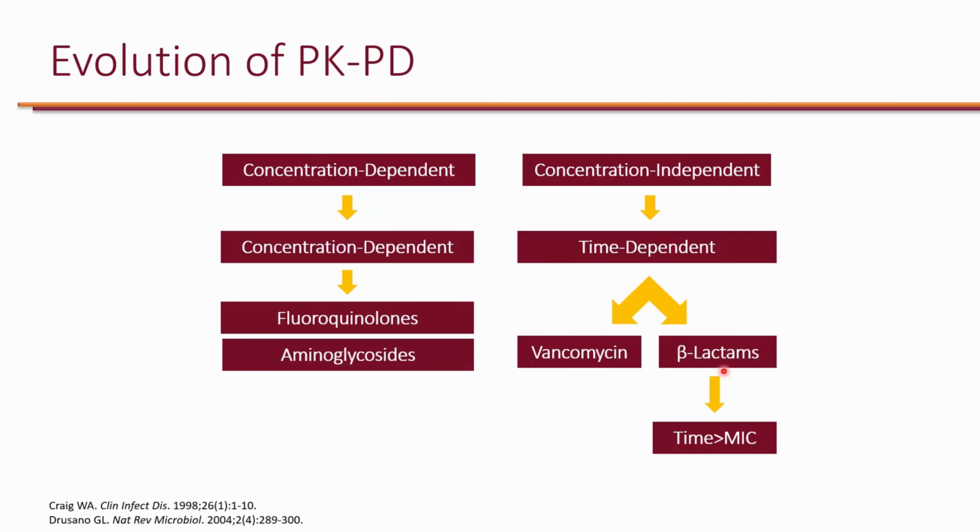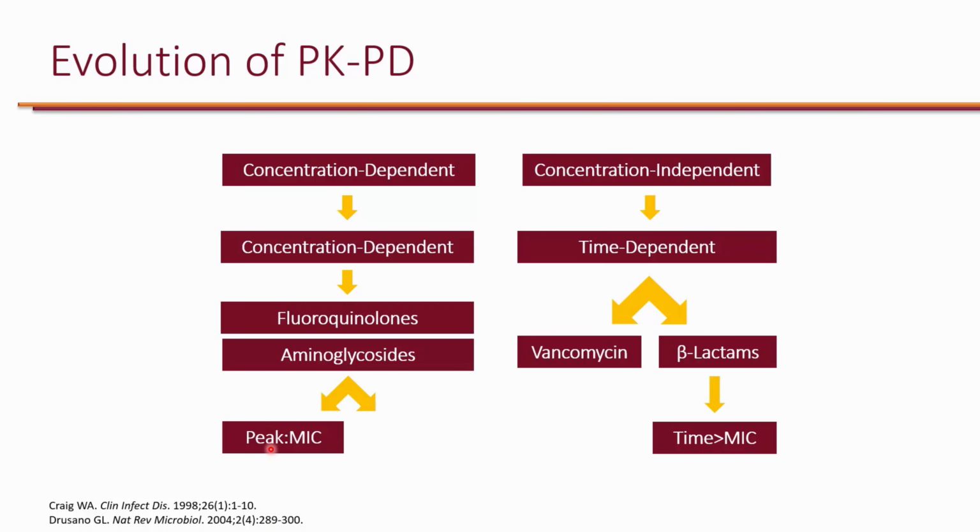The PK/PD parameter for time-dependent, specifically for beta-lactams, is the time above MIC. So it's not necessarily the concentration of beta-lactams, it's more how long the concentration is above the MIC that would result in maximum killing of organisms. Now compare that to concentration-dependent. If you have a high concentration, the ratio of peak concentration to MIC, the higher this ratio, the greater the maximum amount of killing.